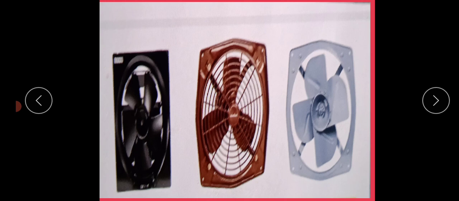So the exhaust fan brings the hot air, which is less dense and rises up near the exhaust fan. If it is sent out, immediately cold air rushes into the room from outside to inside. So we feel so cool. In this way, based on the convection principle, the exhaust fan is constructed and is more useful for the kitchen purpose.